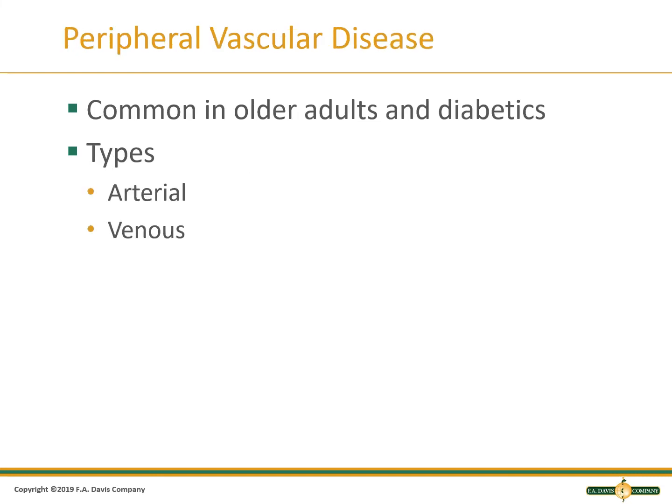Next, we are going to talk about peripheral vascular disease, or PVD. PVD may be either arterial or venous. It's common in older adults and diabetics. It's imperative to determine the origin of disease as that guides the correct treatment to prevent complications.